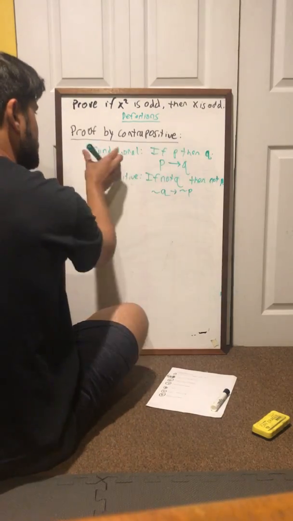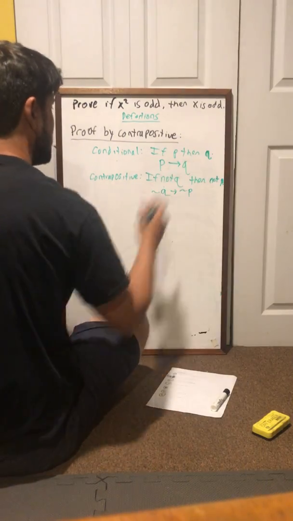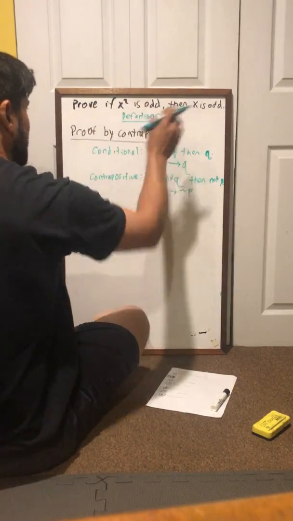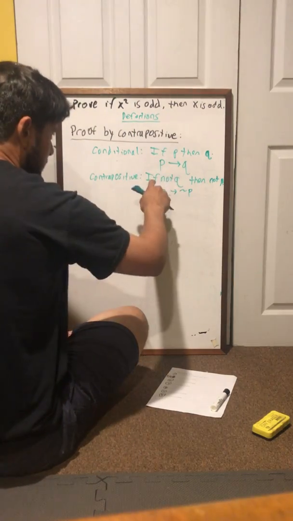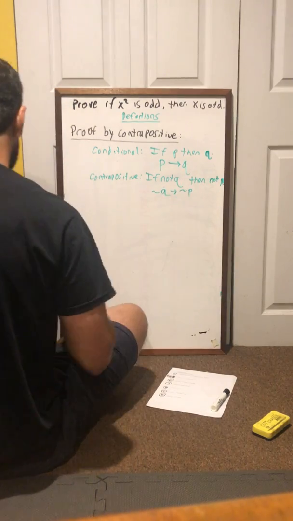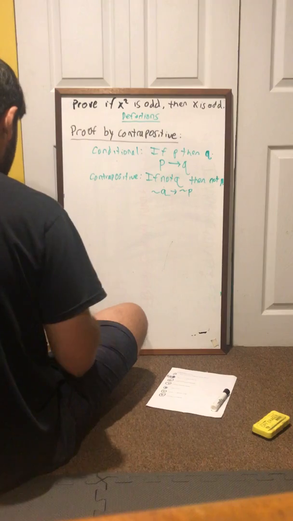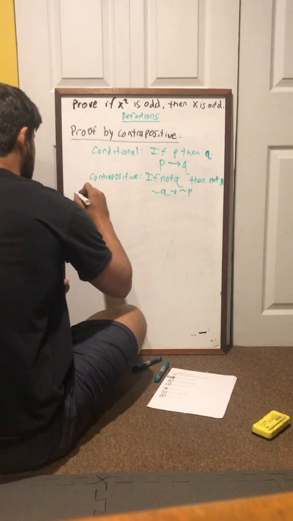The regular conditional statement of how we would do a proof, like we did in the last problem, is if P then Q. All right, but I think the contrapositive would be easier in this example. So the contrapositive, if not Q, then not P. Okay. And we'll do one more definition. We're going to get the definition of even.